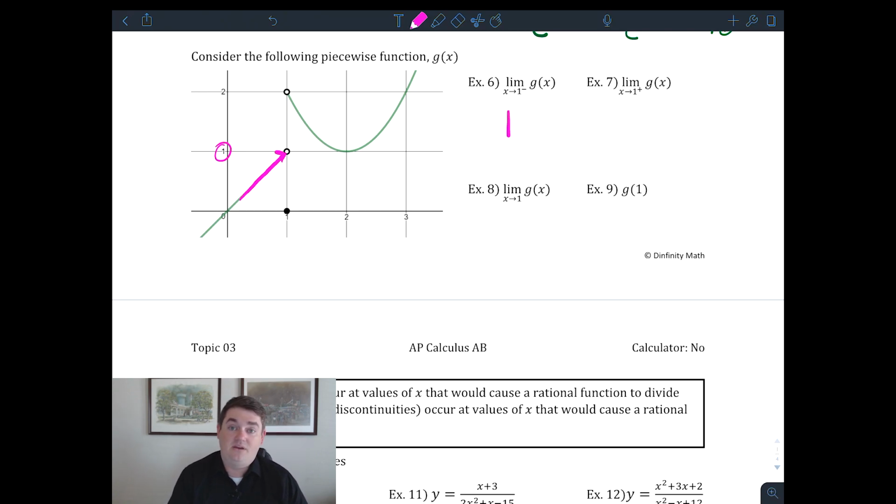Example 7, find the limit as x approaches 1 from the right. So I'm going to trace along this graph until I get infinitely close to 1 from the right. What value of y am I approaching? In this case, it's 2.